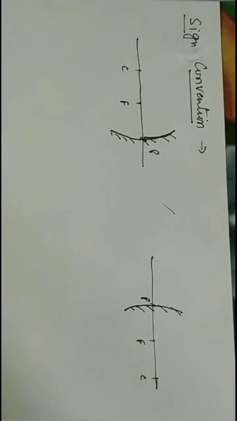In this video, we will discuss sign convention for mirrors. Sign conventions are generally used to write the object distance, image distance and focal length in terms of signs, that is positive or negative. So when a distance is taken as positive, and when a distance is taken as negative. These sign conventions are used whenever we solve the numericals.